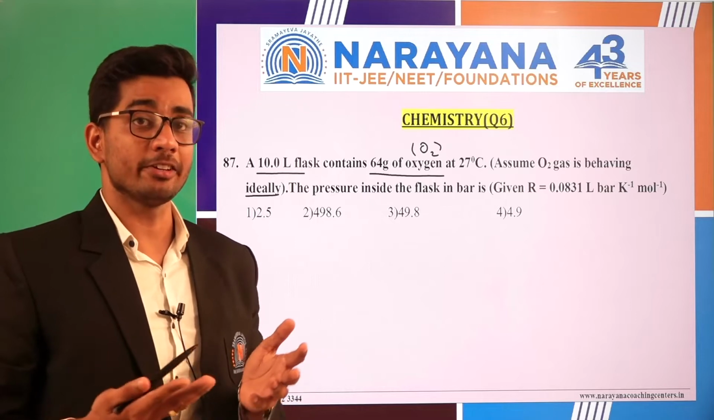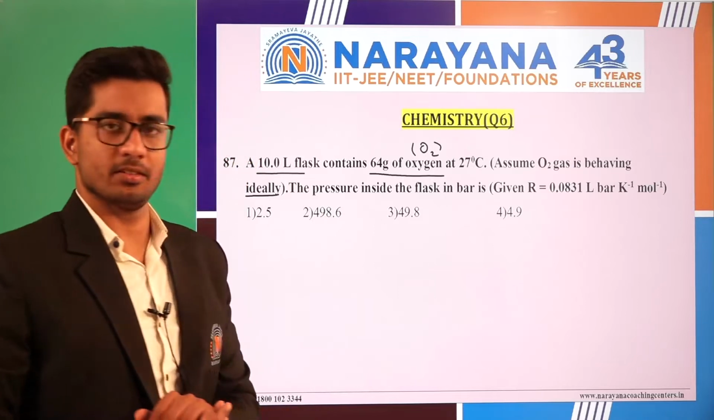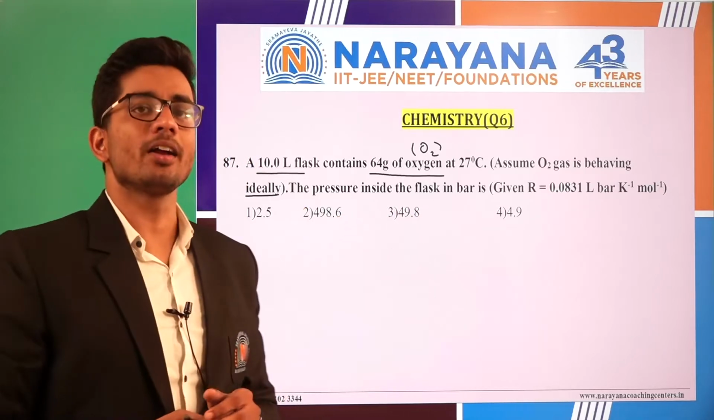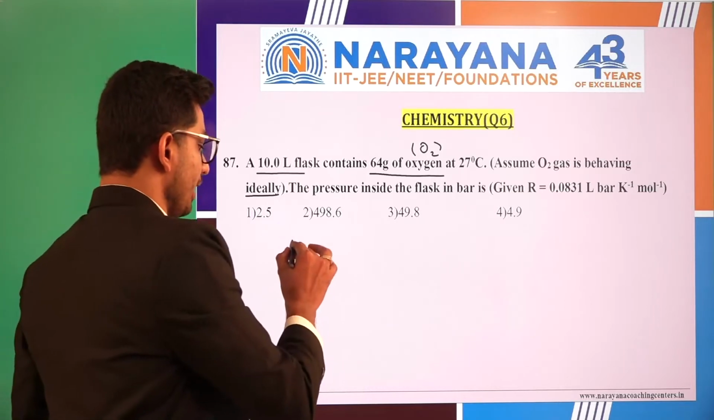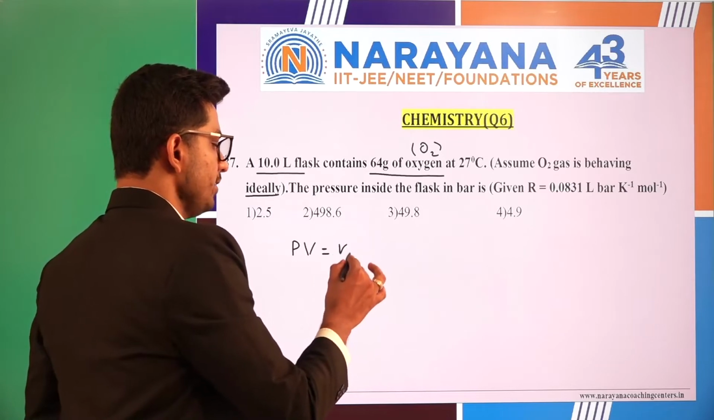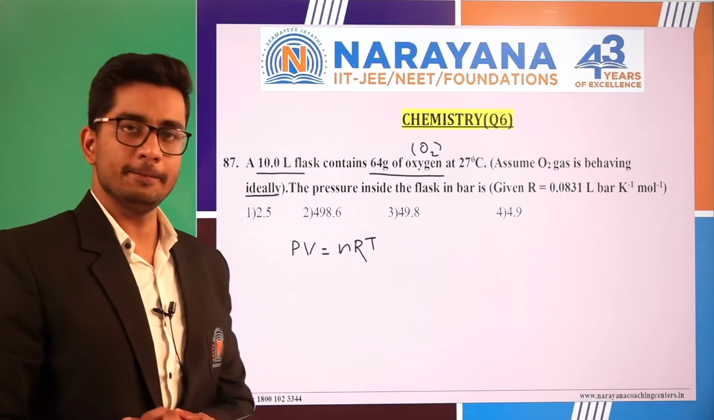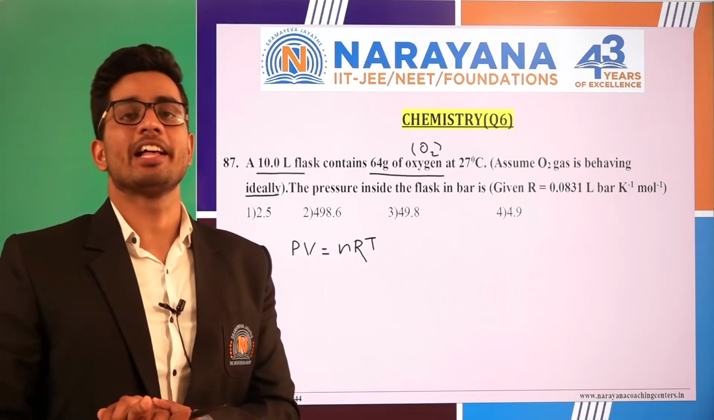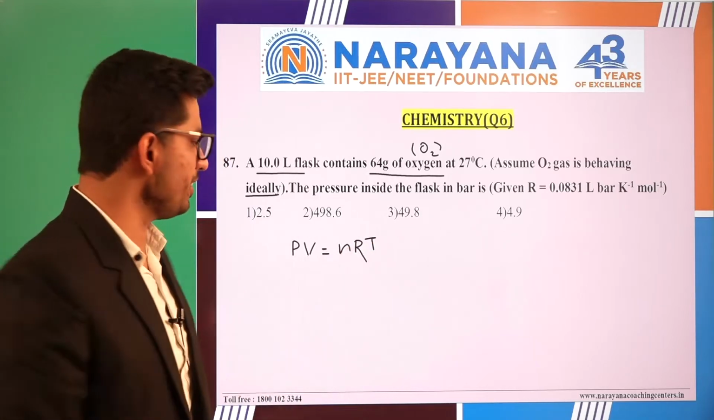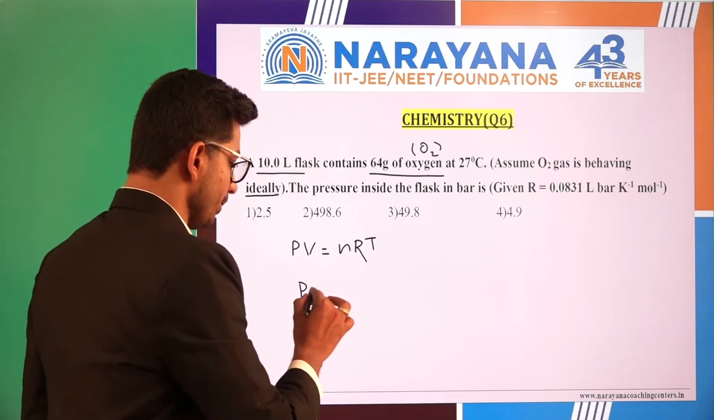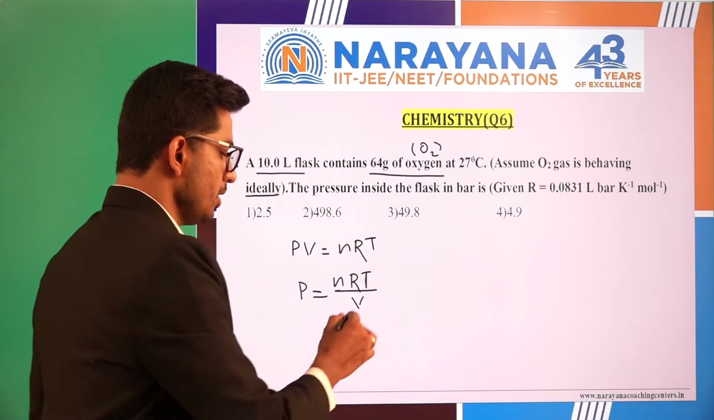So we know for ideal behavior we have PV equals to nRT. Next, the pressure inside the flask in bar is, so you are given the gas constant and you are asked the pressure. Considering the ideal behavior, we can easily apply PV equals to nRT, where P is the pressure, V is the volume of the container, n is the number of moles of gas present, R is the universal gas constant, and T is the temperature. So the pressure expression will be nRT upon V.